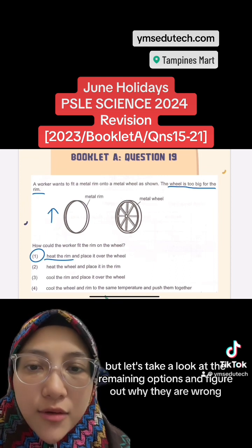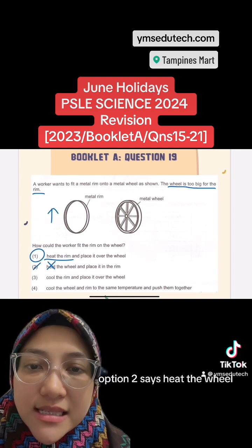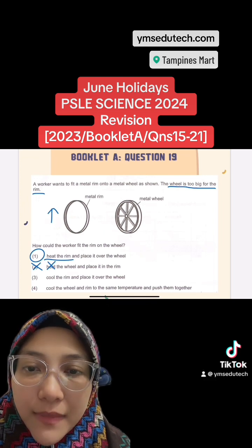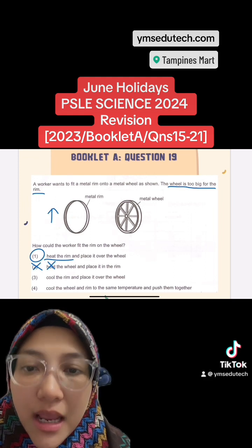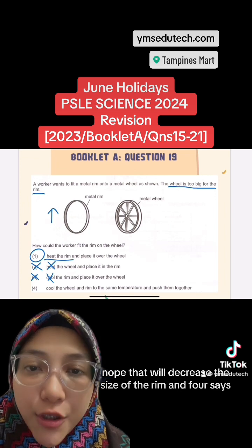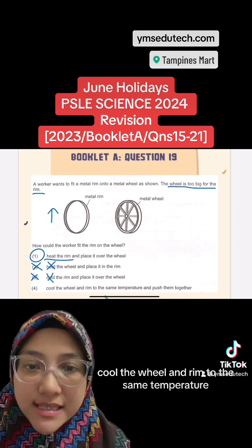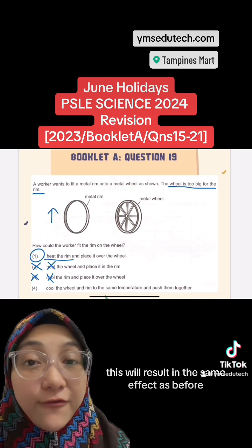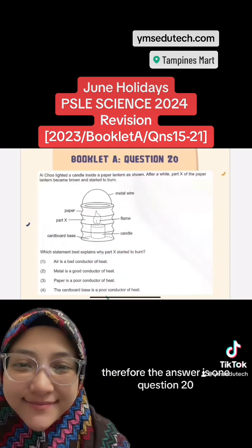But let's take a look at the remaining options and figure out why they are wrong. Option 2 says heat the wheel. That is not correct because the metal wheel will gain heat and expand, which makes it harder to fit the metal rim onto the metal wheel. Option 3 says cool the rim. Nope, that will decrease the size of the rim. And option 4 says cool the wheel and rim to the same temperature. This will result in the same effect as before, with the wheel and the rim both being cooled. Therefore, the answer is 1.